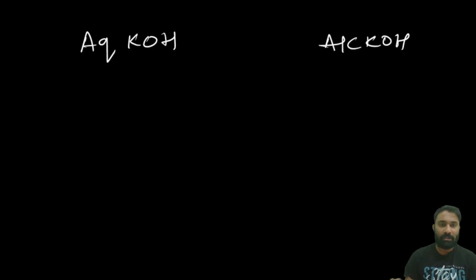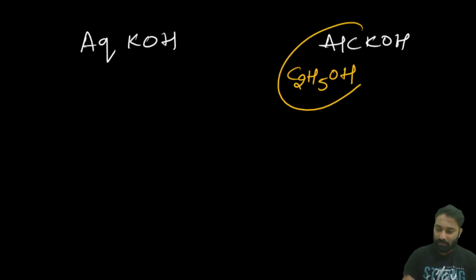Now next one, aqueous KOH if they have given, and alcoholic KOH if they have given. Here also many students have a misconception between the aqueous KOH and the alcoholic KOH. Alcoholic KOH means C2H5OH. If the KOH is present in the alcohol, we call it alcoholic KOH, meaning the solvent will play a very important role.